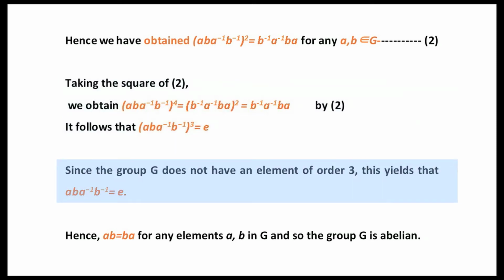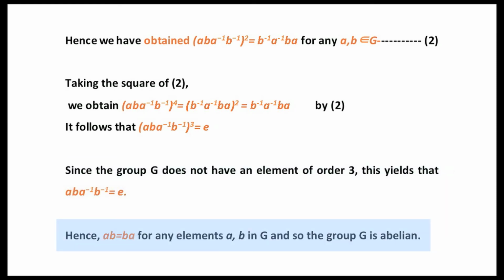Since the group G does not have an element of order 3, this yields that aba⁻¹b⁻¹ is equivalent to e. Hence, ab is equivalent to ba for any elements a, b in G, and so the group G is abelian. Generalize the previous result for n, then we will get the next theorem.